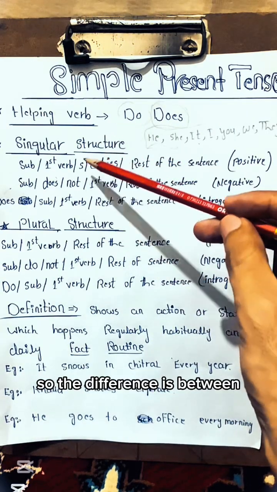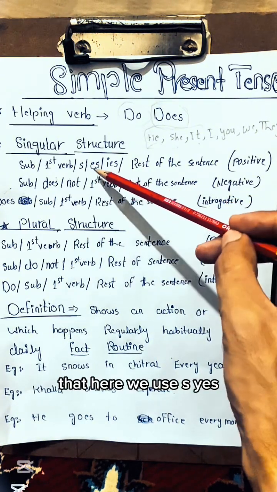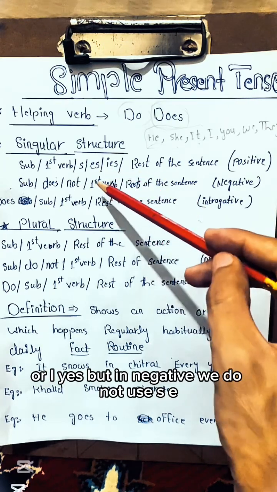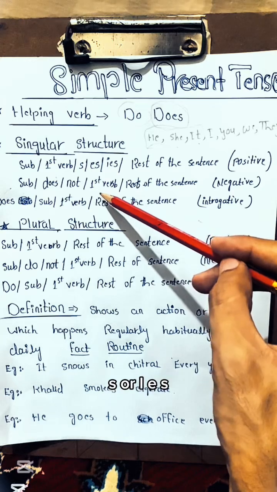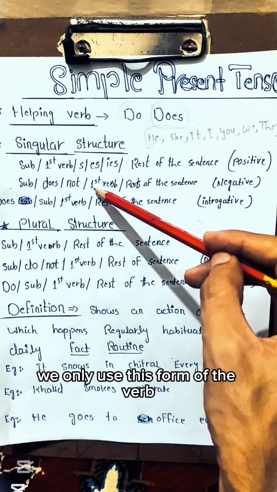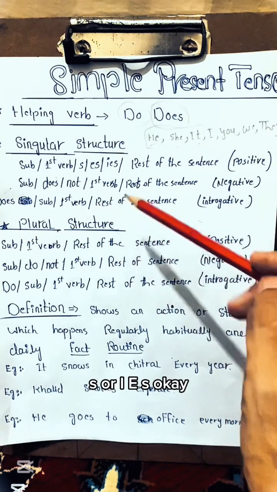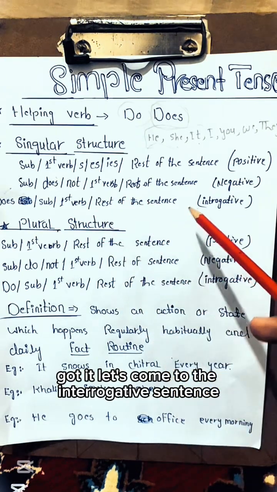The difference between positive and negative sentences is that in the positive we use s, es or ies, but in the negative we do not use s, es or ies. We only use the base form of the verb. There is no s, es or ies. Okay, got it? Let's come to the interrogative sentence.